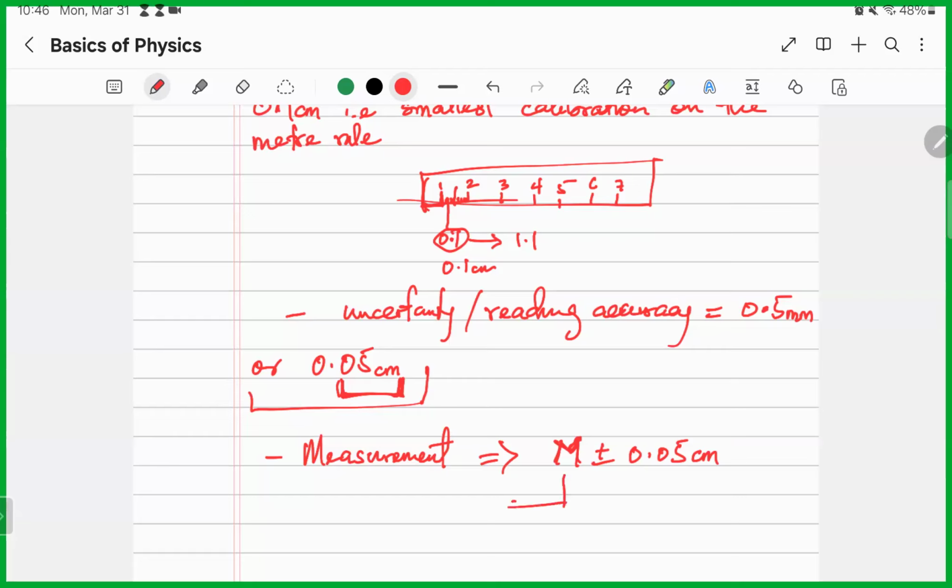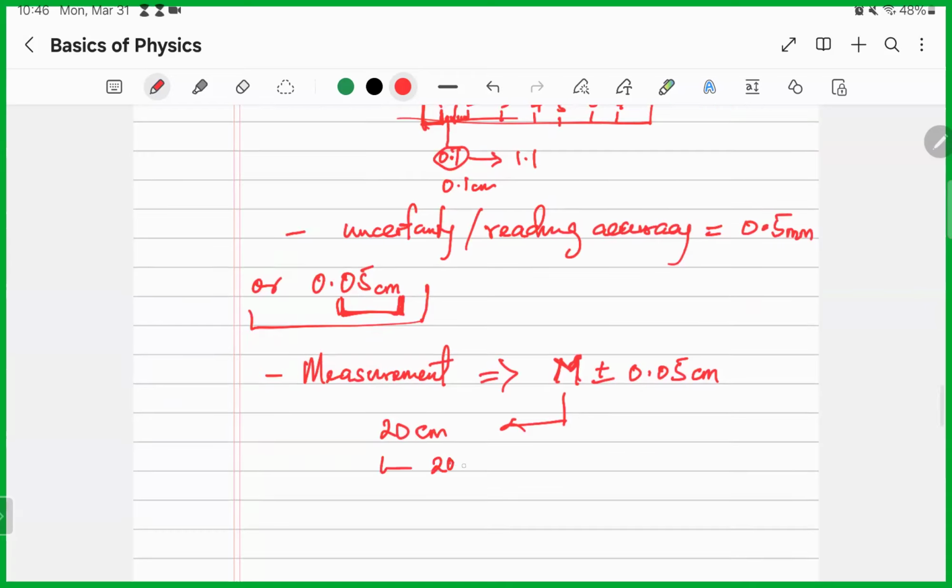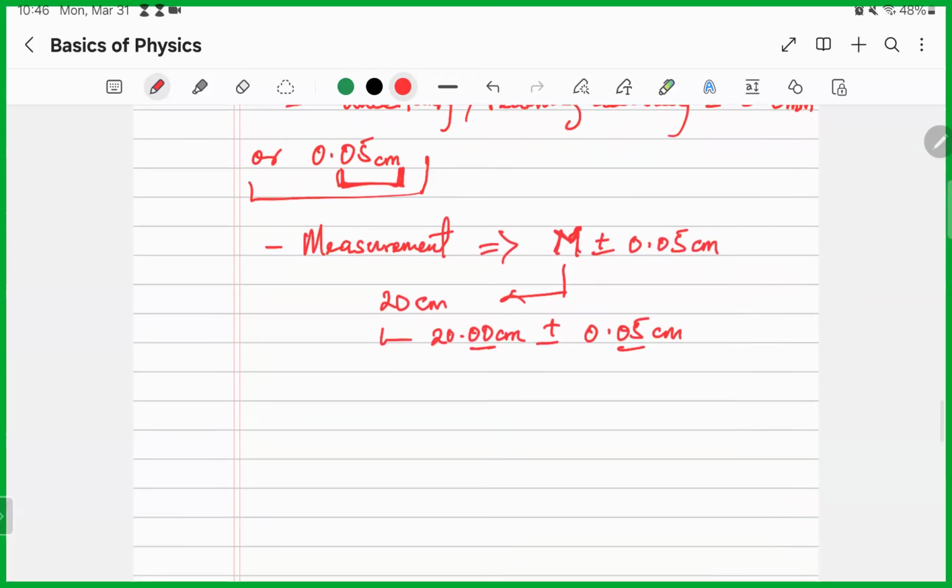So that corresponds with the fact that all your measurements should be written in 2 decimal places. You can't just write the measurement as 20. It's better to write it as 20.00 centimeters so that you can add plus or minus 0.05 centimeter. These 2 parts correspond. Those are just principal things, that's why I call it basics of physics.